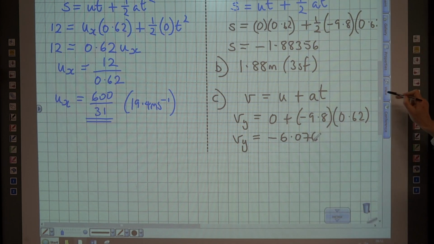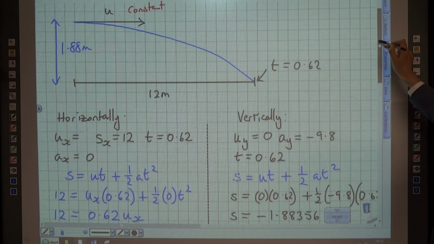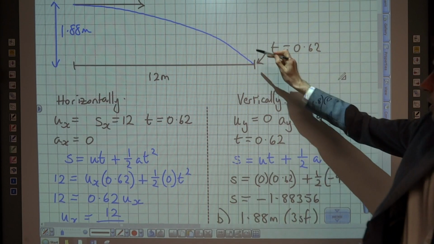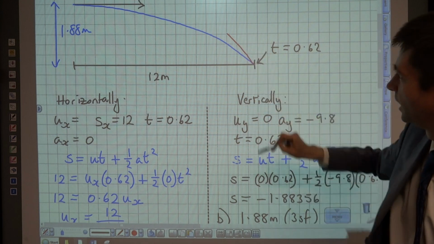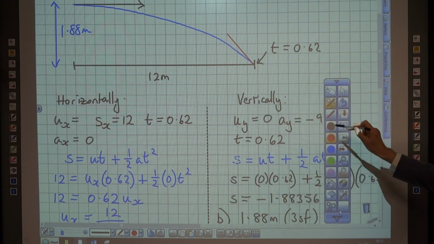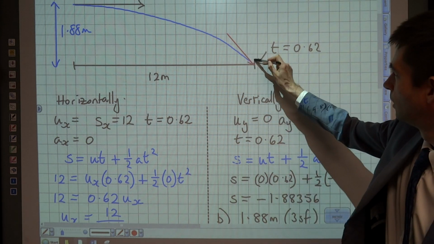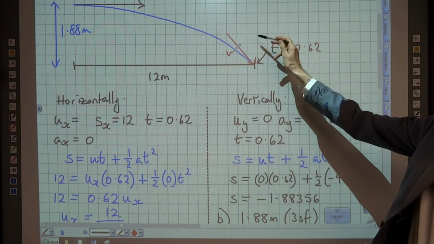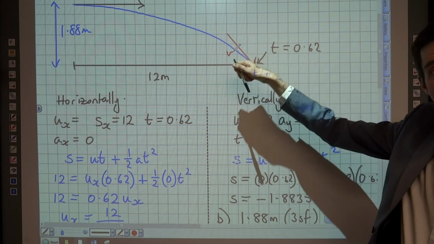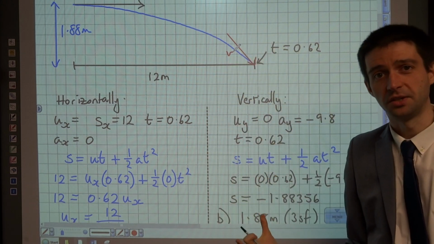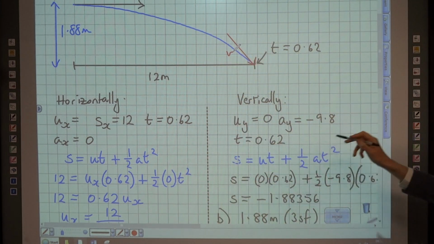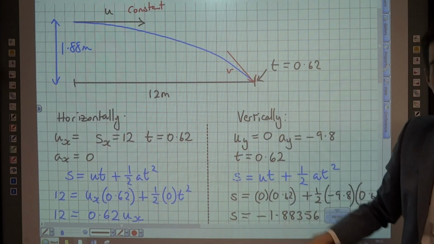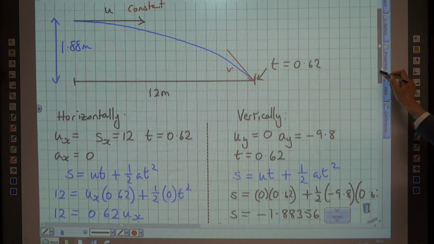6.076. And again, let's just think about why that's happened. Well, the reason is that at this point here, where it hits the ground, it is travelling in this direction here. So this is our velocity now. And what we have is a horizontal component and a vertical component which is going downwards because of the direction the particle is taking. Because I've been asked for speed and direction, I'm going to have to crack out a bit of Pythagoras to work this out.